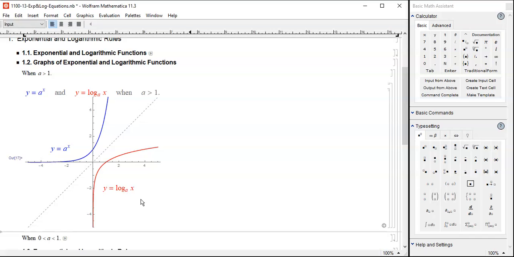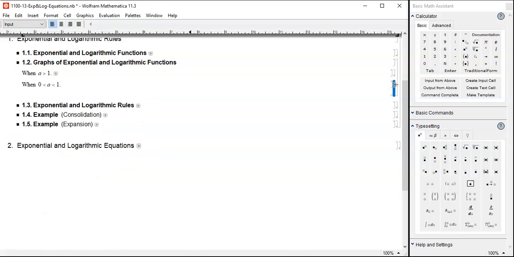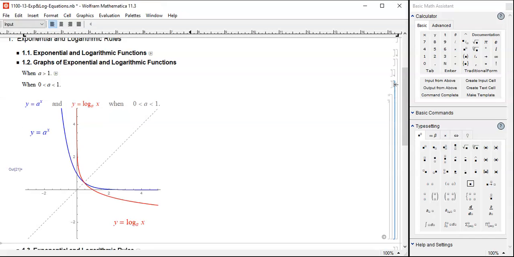Now for the logarithmic functions, when x is 0, the logarithm is undefined, so we have a vertical asymptote, and the domain is 0 to infinity, open parentheses. The graphs are symmetric with respect to the diagonal y equals x. That's clear because they are inverses of each other. Now when a is less than 1, this case is far less important, so let's not worry about this.